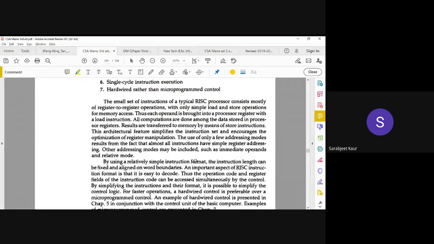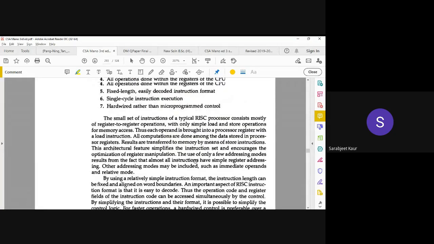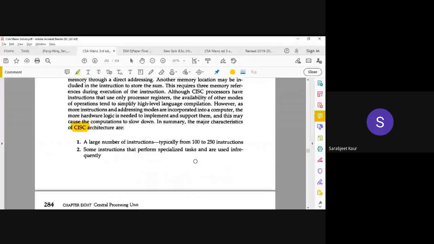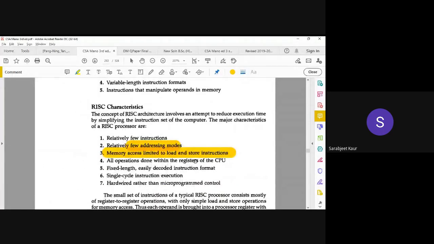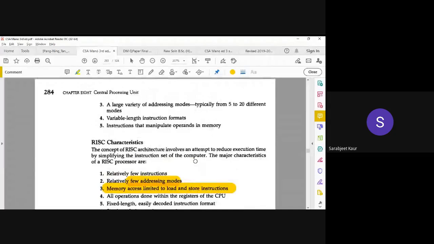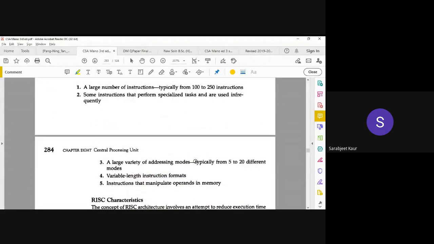So this is all that you need to look at from the CISC and RISC point of view. Okay, but even when you read your chapter, you can just go through only these sections, right?